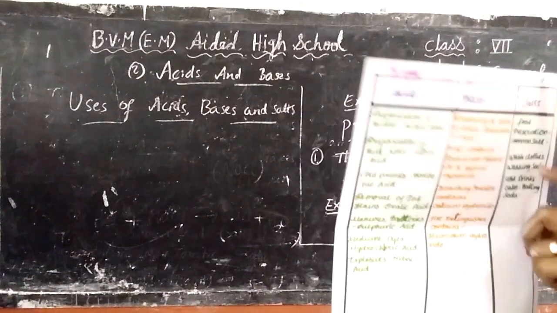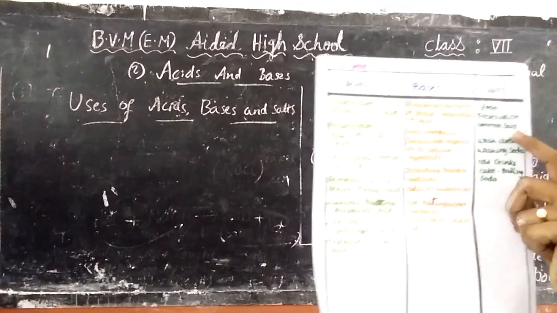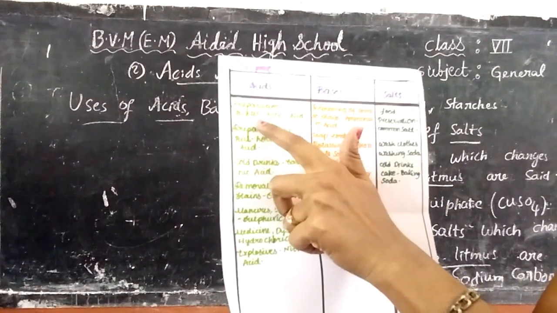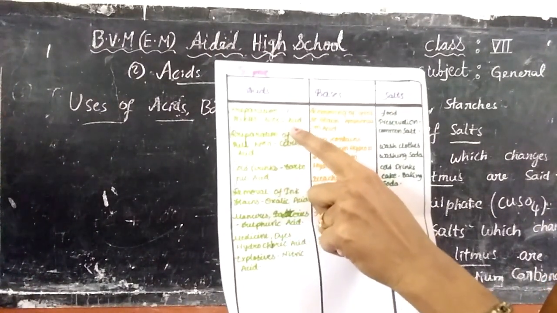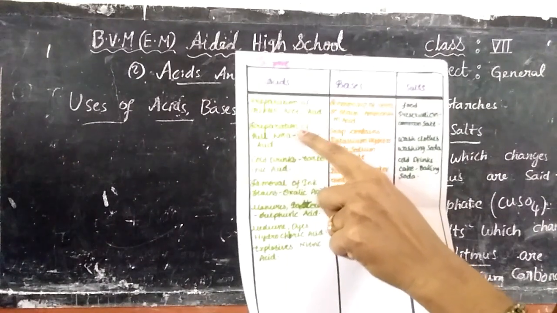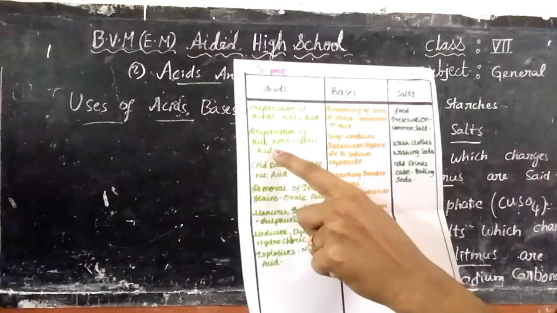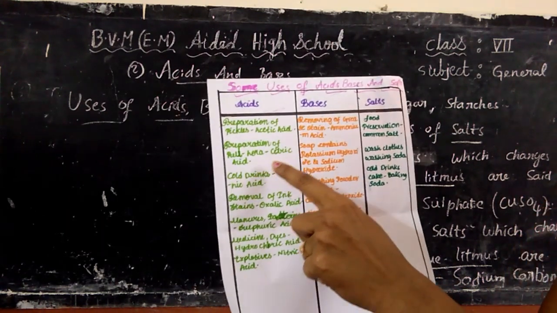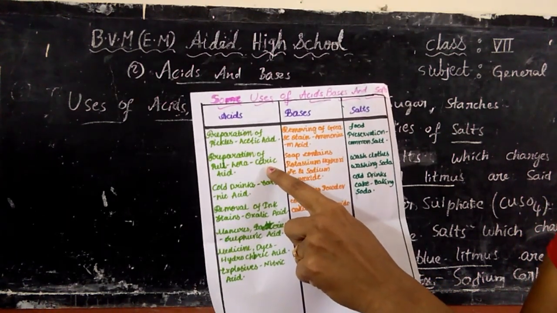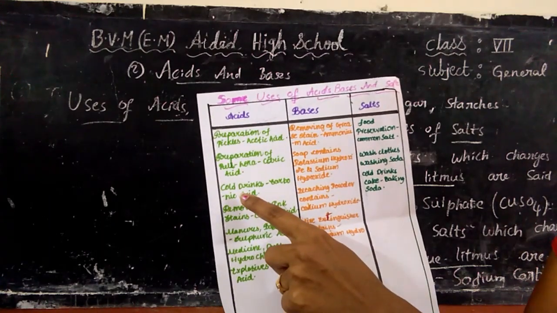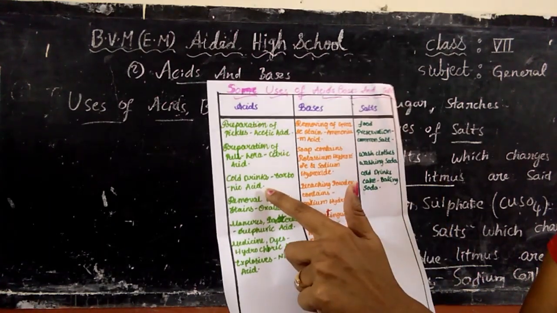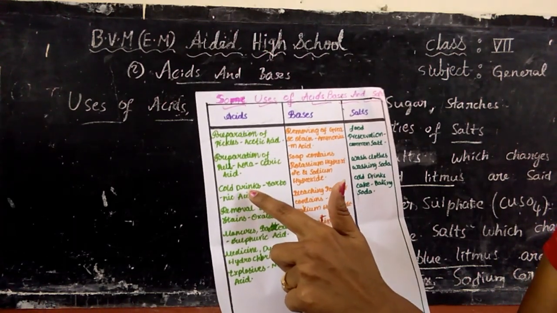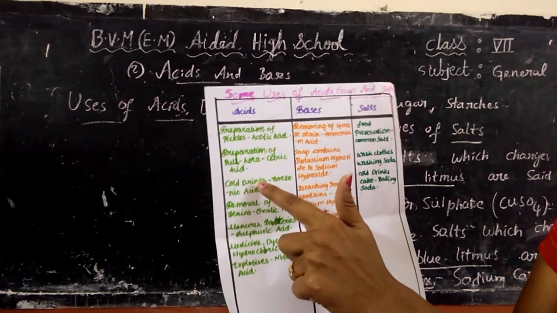So look here, acids. Preparation of pickles: in pickles, acetic acid will be contained. Preparation of pulihora: in pulihora we use lemon juice. Lemon juice means which type of acid? Citric acid. Next, in cool drinks, which type of acid will be there? Carbonic acid. That is useful for storing the cool drinks.